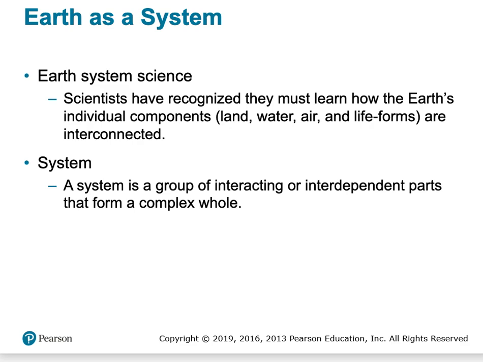So we were looking at the spheres. Scientists have recognized they must learn how the Earth's individual components, the land, water, air, and life forms, are interconnected. And for a system, the proper definition: a system is a group of interacting or independent parts that form a complex whole. So, for example, what we just reviewed, the Earth system, including the four spheres.